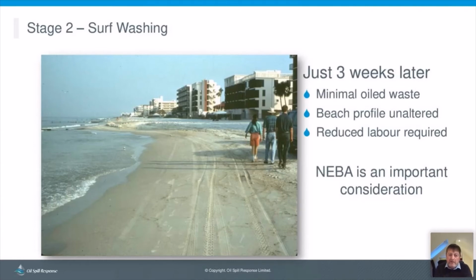You can then put the substrate back on the shoreline where you removed it from, and you've then got your oil and water as your waste product from that cleanup technique. So that's another variation of washing, if you like, the shoreline. So that's something else that we can use at a stage 2 level.